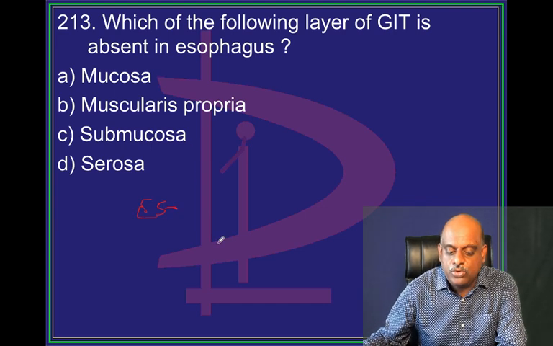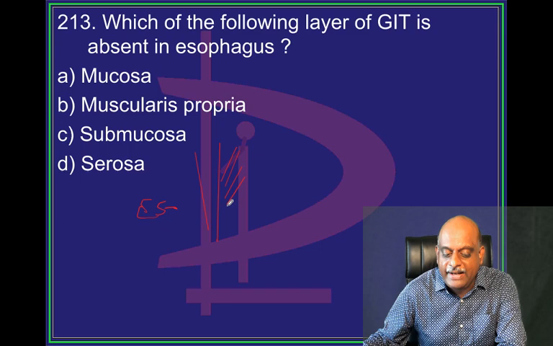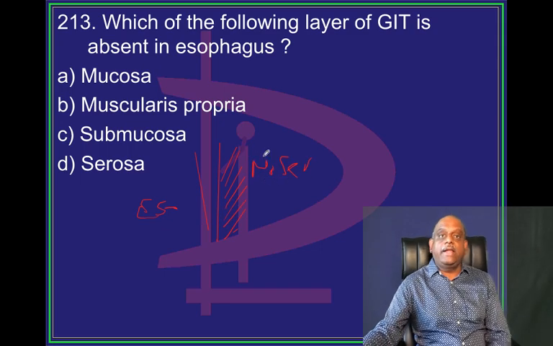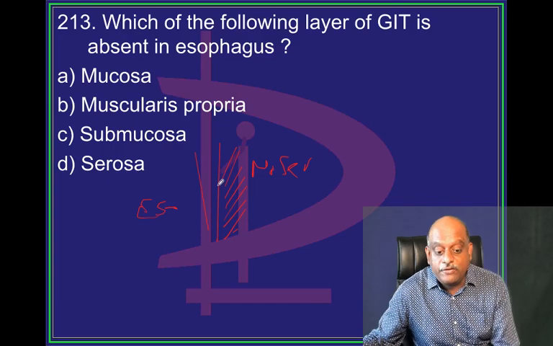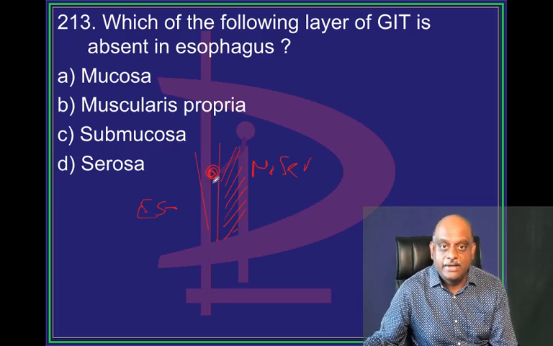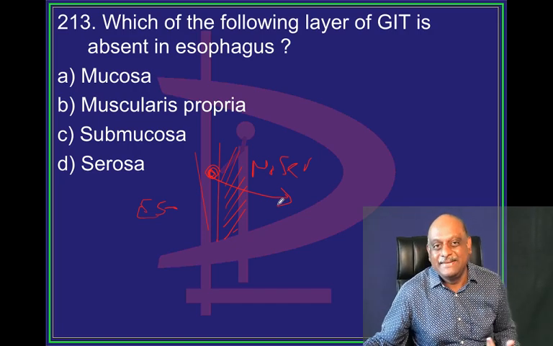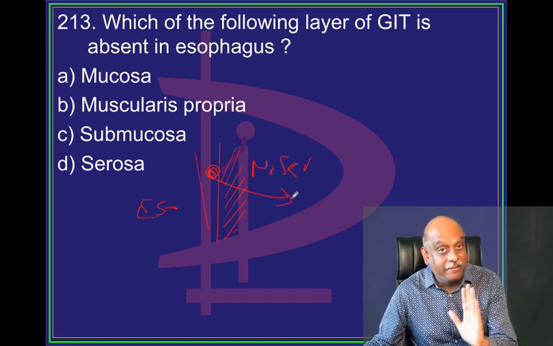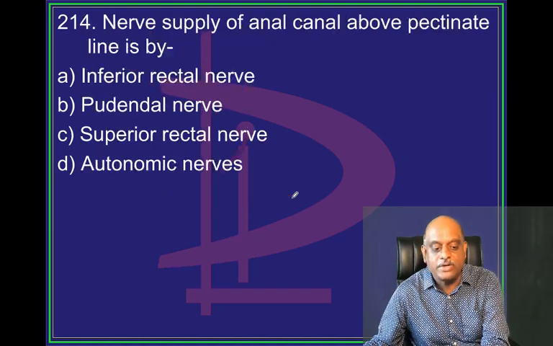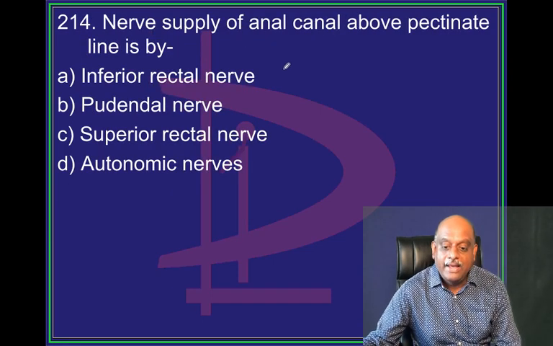Esophagus को serosa नहीं रहता है, there is no serosa. That is the reason esophageal tumors can easily disseminate across the mediastinum, because there is no serosa to prevent the metastasis. That's the point you need to appreciate.